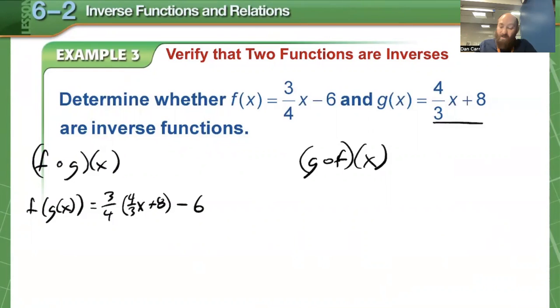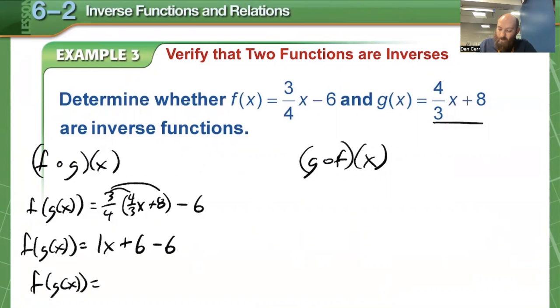If I go to simplify this, 3/4 is going to be distributed. So that means f of g of x here is equal to, 3/4 times 4/3 is going to give me 1x. 3/4 times 8 is going to give me a positive 6. Combine my 6 and my negative 6 together, so that f of g of x just comes out to x.